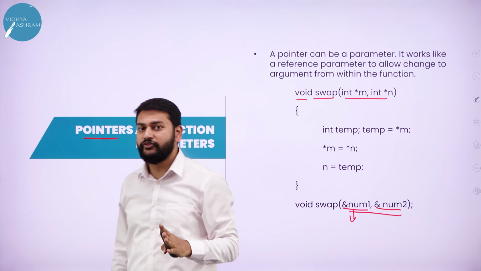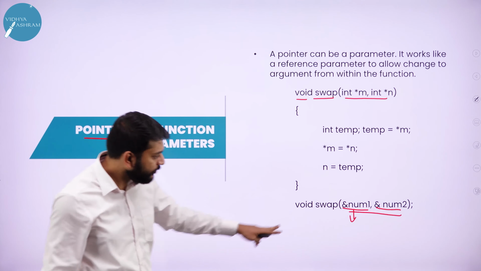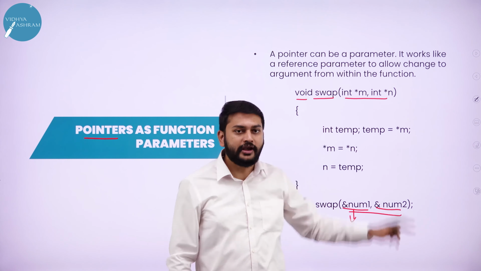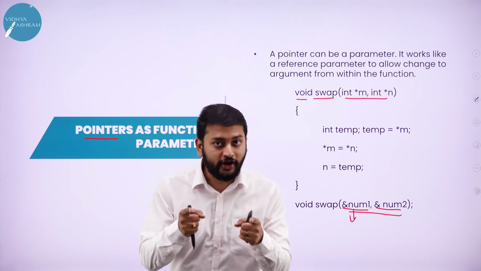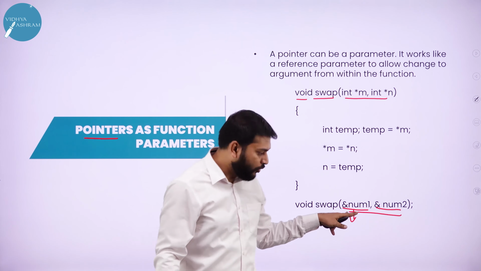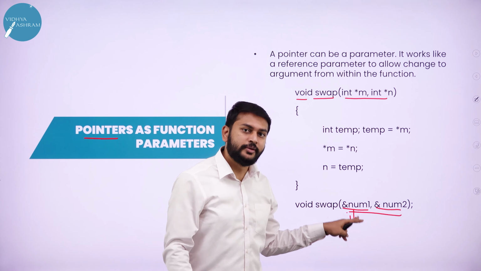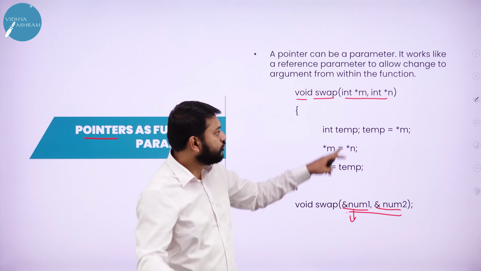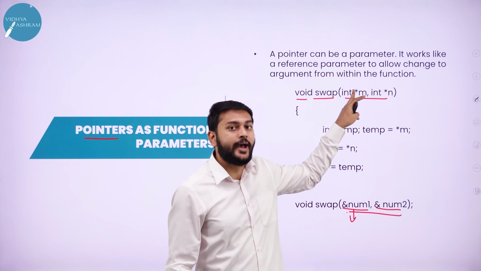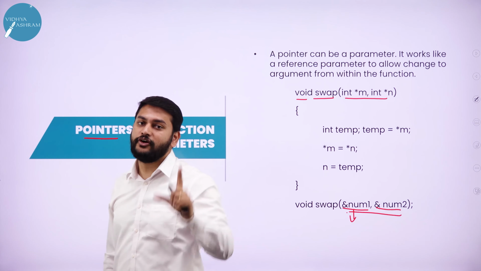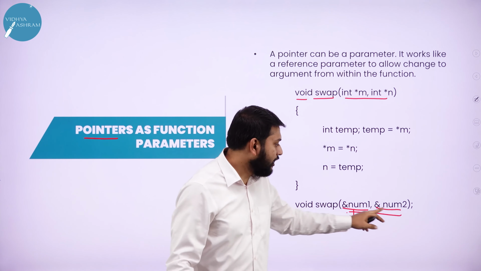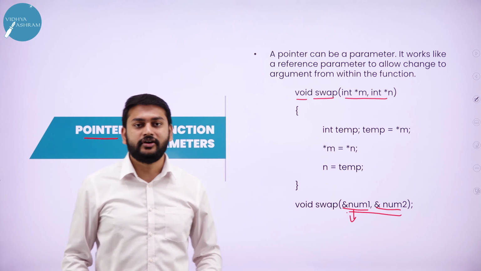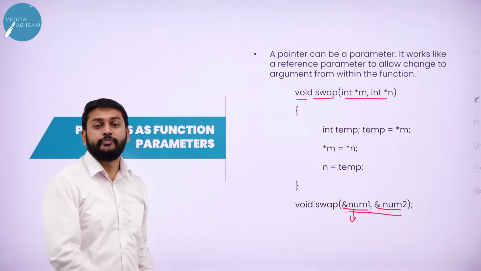Those who are finding it very difficult, what do you have to add? You have to add ampersand, and you have to add star. Those who have understood the topic, why should I use ampersand? Because I'm just sending the address, not the value. So what am I trying to store here? I'm trying to store the address of num1 and the address of num2. That's the concept with respect to the function as a pointer.